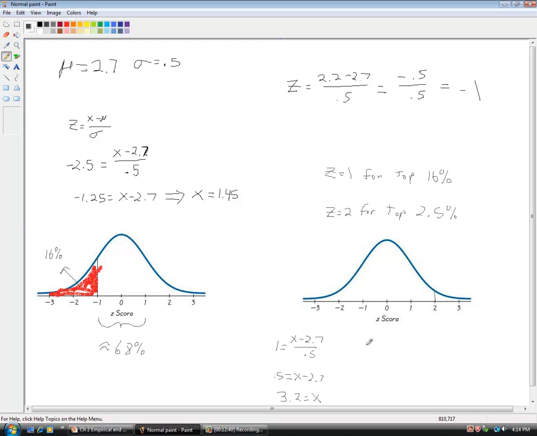And for the top 2.5%, we use a z-score of 2. Same formula. And when we do the multiplication here, we're looking at 1. And finally, x here equals 3.7. So there's some different examples and different ways that you can use the empirical rule to determine either values of x or percentages or whatever it is you need.